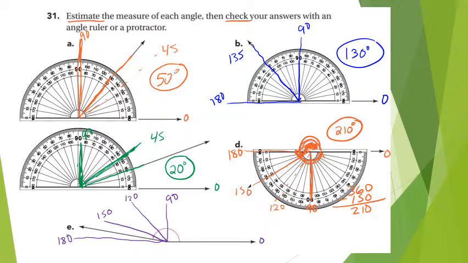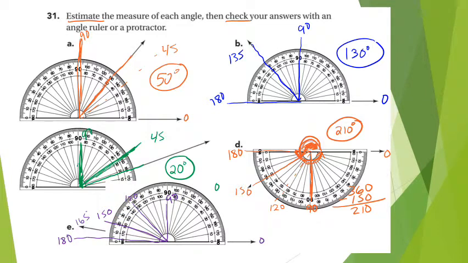This is an interesting one because it seems like it's halfway between 150 and 180 based on what I have. So maybe I'll guess that it's around 165. That would be about halfway between. So I'm going to make a guess. And now I'm going to look at it with my protractor. And I can see here that it is 170 degrees. That's how it lines up with my protractor. So ultimately, you want to have 170 degrees as your final measure.